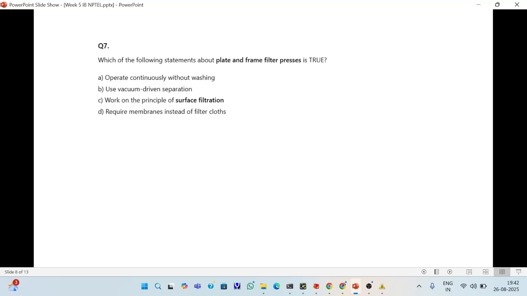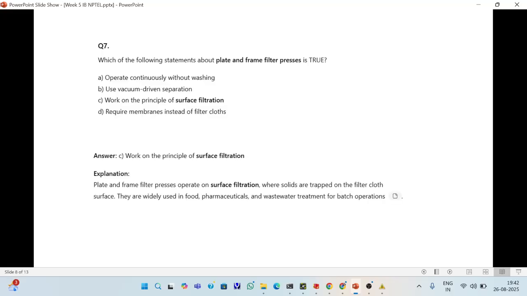Okay, let's see what is the answer to this question. It is C. Work on the principle of surface filtration. So the plate and frame filter presses operate on surface filtration. So that is the statement which is true, others are false. Where solids are trapped on the filter cloth surface.